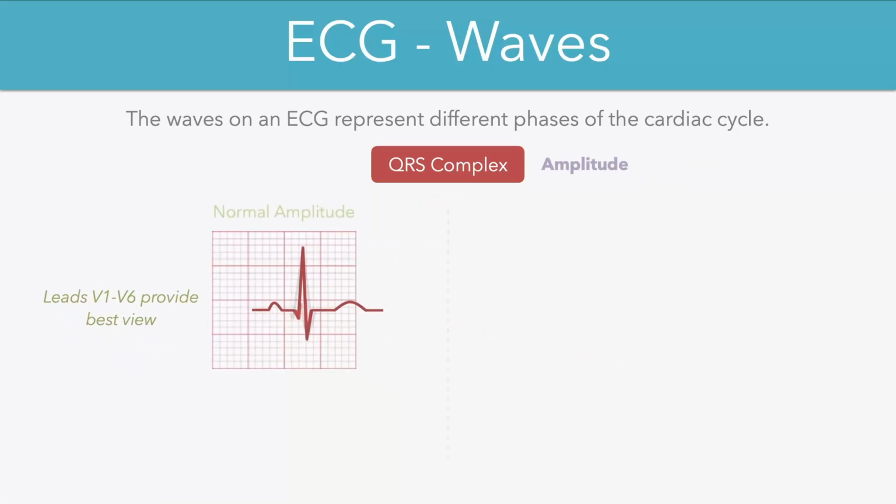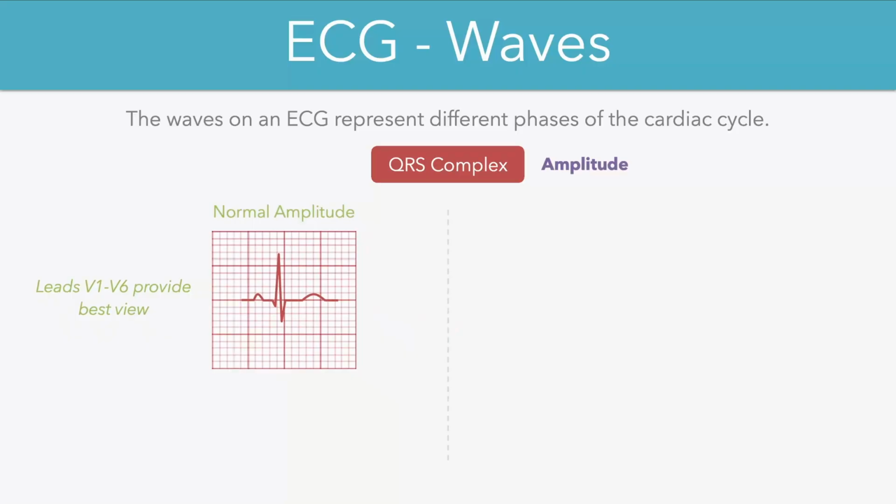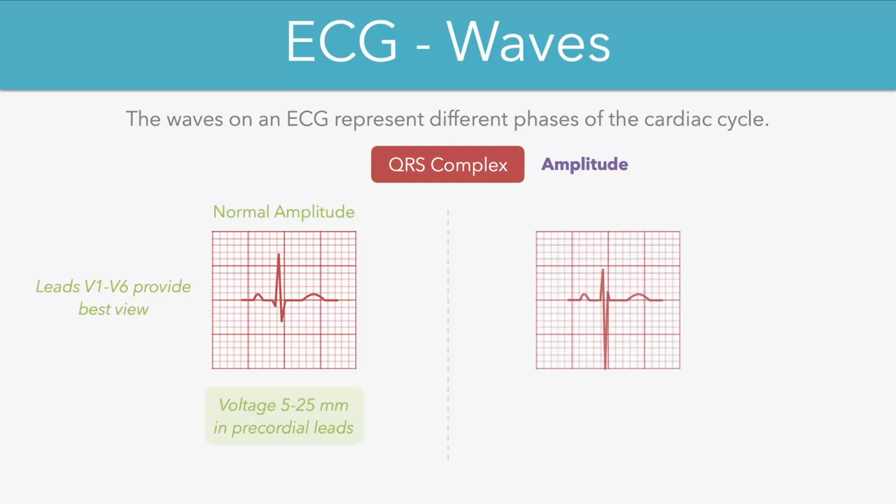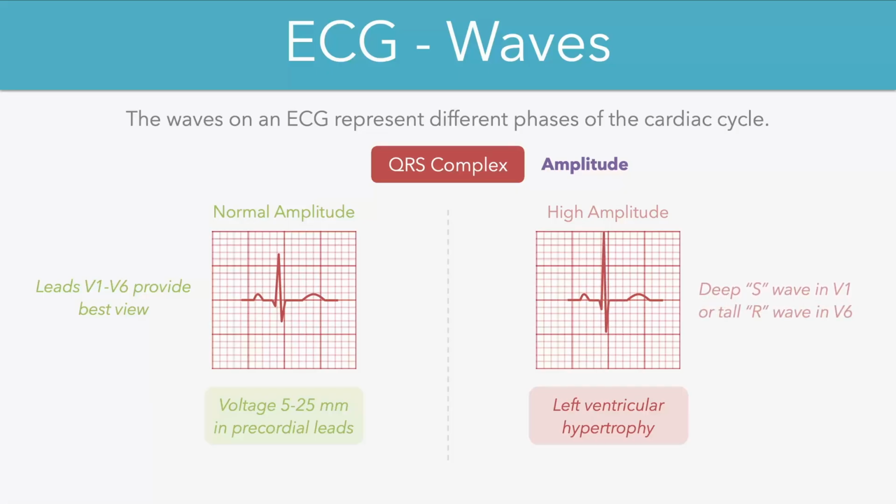If we take a look at the question about amplitude first, a normal QRS amplitude is usually between 5 to 25 millimeters in the precordial chest leads. Any complex within this range is deemed to be normal. However, we can have complexes with a high amplitude as well, and this can be seen in pathologies such as left ventricular hypertrophy. This can be visualized on the ECG as either a deep S wave in the V1 lead or a tall R wave in V6. We do have specific cutoff values for how many squares are required to be identified as hypertrophy, but we'll look at that in a separate topic.